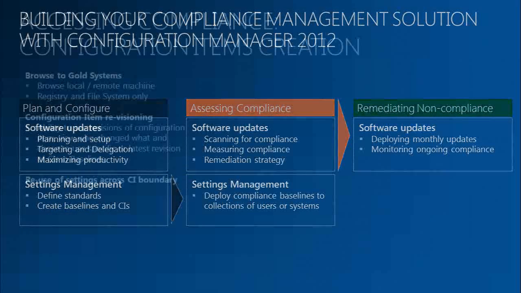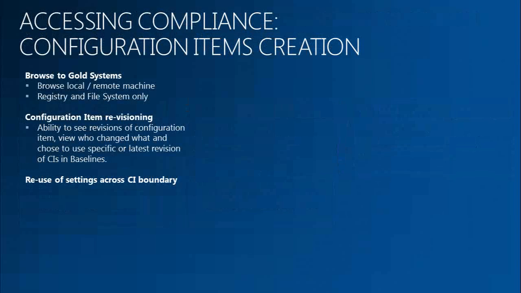Kind of going a little quick through this to get to the demo. One of the really cool things in settings management that really enhances usability in Configuration Manager 2012 is the ability to browse a gold system. You can get to the registry and file system of a gold system to pick out the values that you care about, so you don't have to cross-reference and type in a reg key or cut and paste a reg key into your configuration item. So that's a super cool way, and I'll show you how that works when we get into the demo.